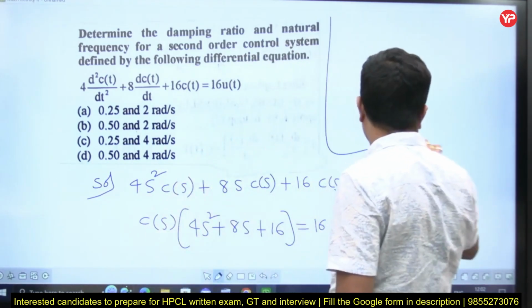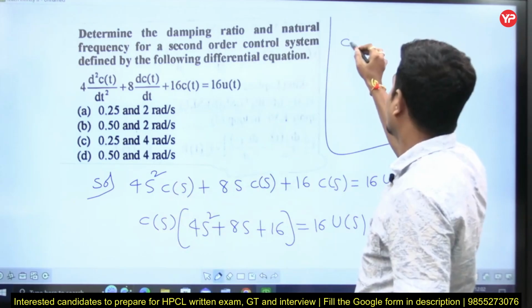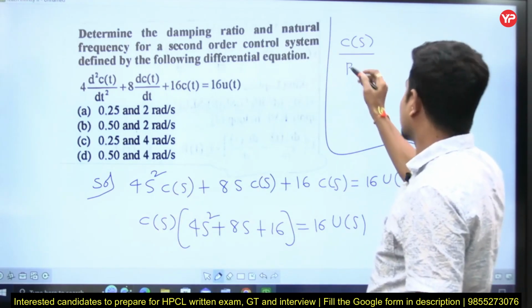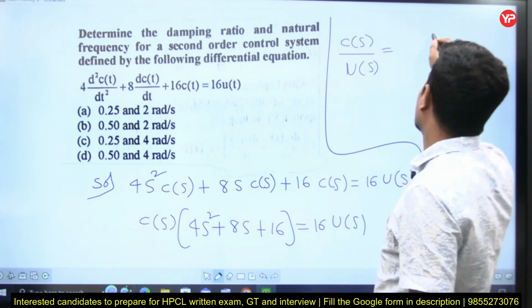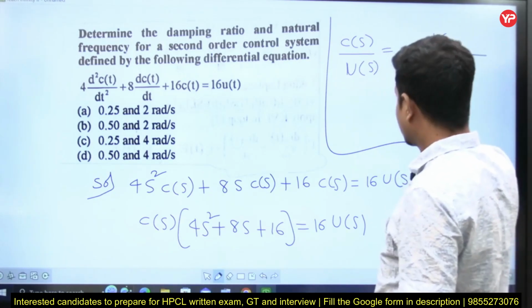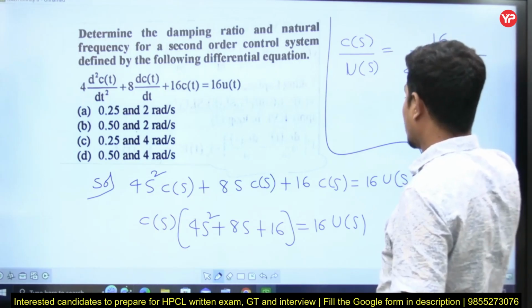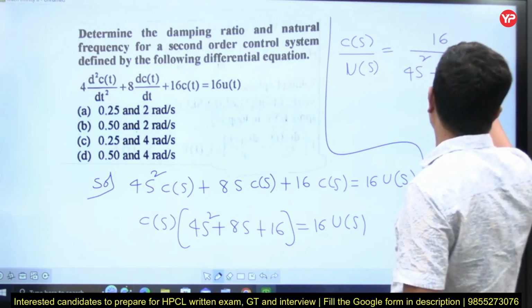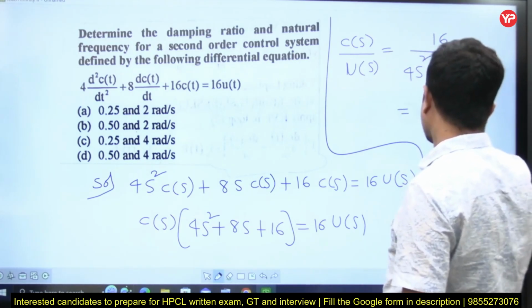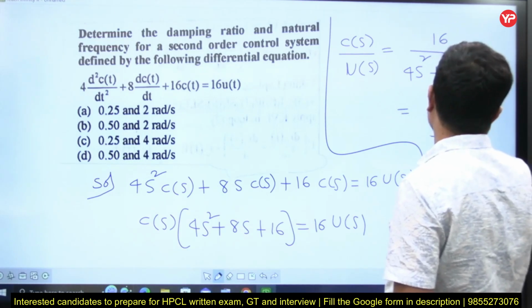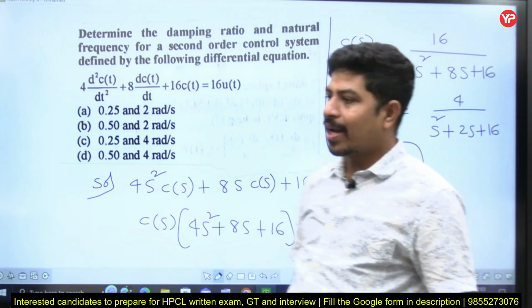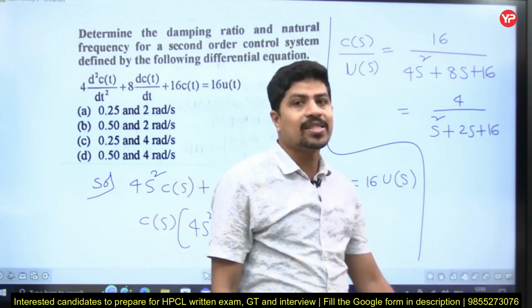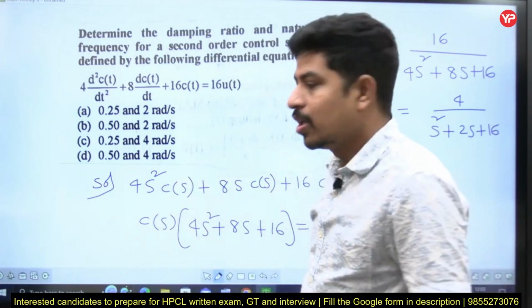Now what is the transfer function? It is the Laplace transform of output C(s) divided by the Laplace transform of input R(s), which is 16 by 4s square plus 8s plus 16, that is 4 by s square plus 2s plus 16. Now compare this denominator with the standard second order characteristic equation.